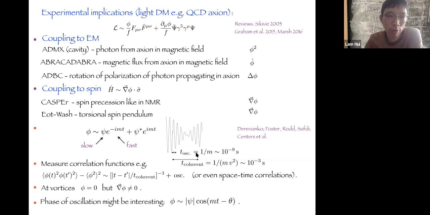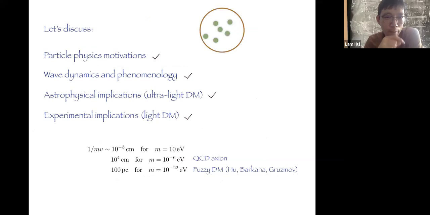I will just leave you with the last slide, which is a summary of what we have gone over, our four topics: fundamental physics motivations, the basic dynamics, and very, very briefly, the astrophysical and experimental implications. I think I'll end here. Thank you very much.